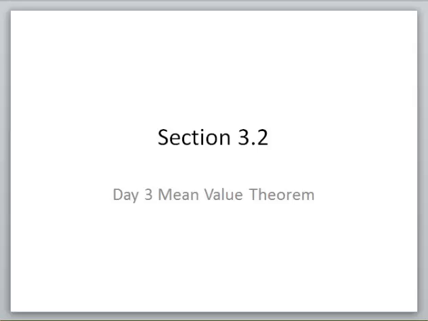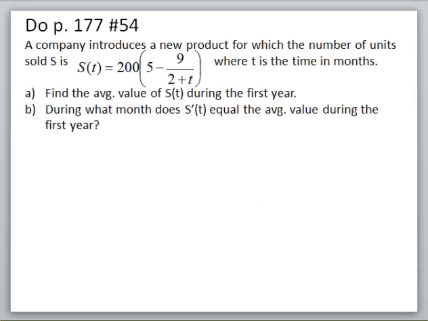The last day of the mean value theorem, I have two problems that we're going to run through. This first one says a company introduces a product for which the number of units sold, S, is given by that equation where T is the time in months. Let's just do part A and then we'll worry about part B in a minute. It says find the average value of S of T during the first year.